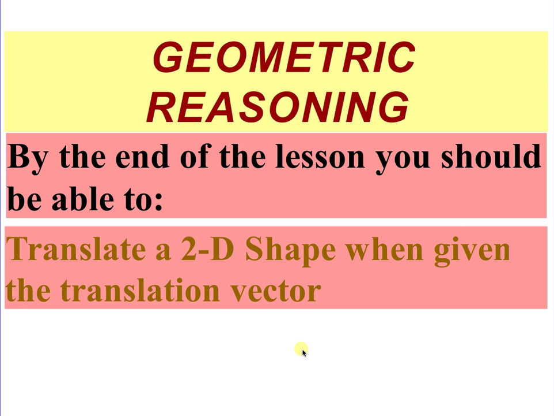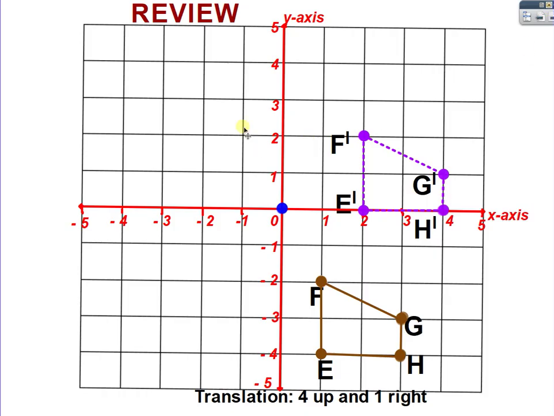Now, by the end of this section, you should be able to translate a 2D shape when given the translation vector. Let's review what we learned in our previous lesson. We were asked to translate this shape vertically, right? Now let's move on.